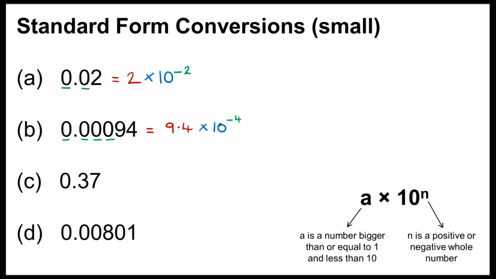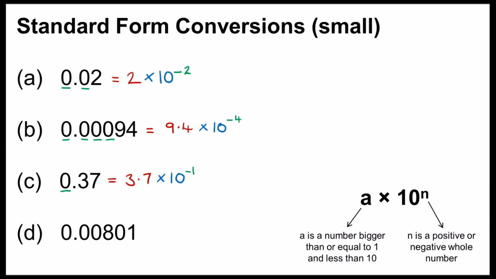In the third question, my key digits are 3 and 7. And I can put a decimal point between them to get the number 3.7, which is now between 1 and 10, not including 10. Next, I need my multiply by 10. And finally, my power is going to be minus 1. That's because there's 1 zero at the front of my number. Remember, the power is negative because it's telling us how many times to divide by 10 instead of times by 10.